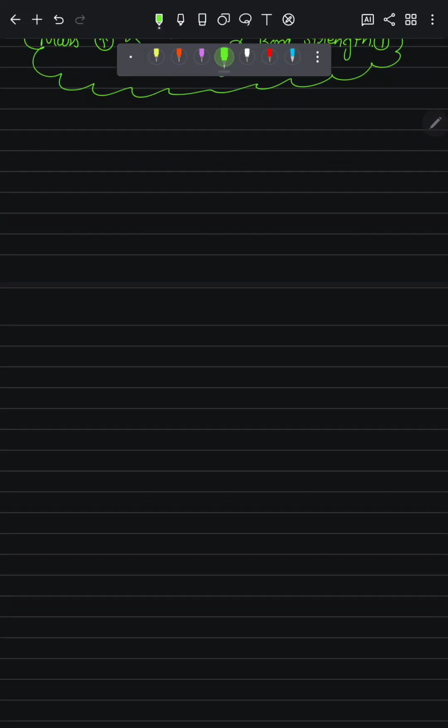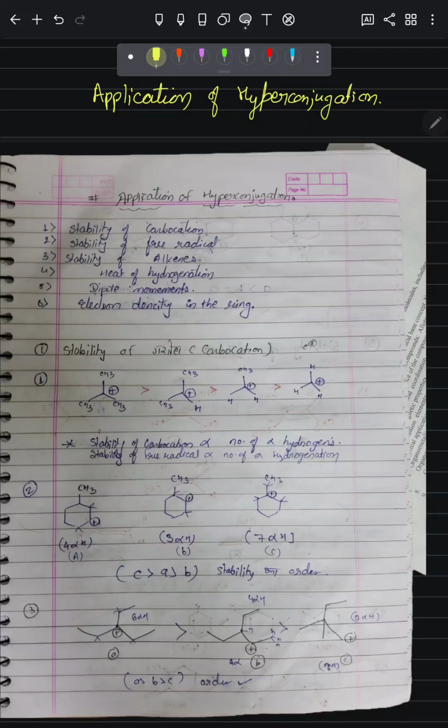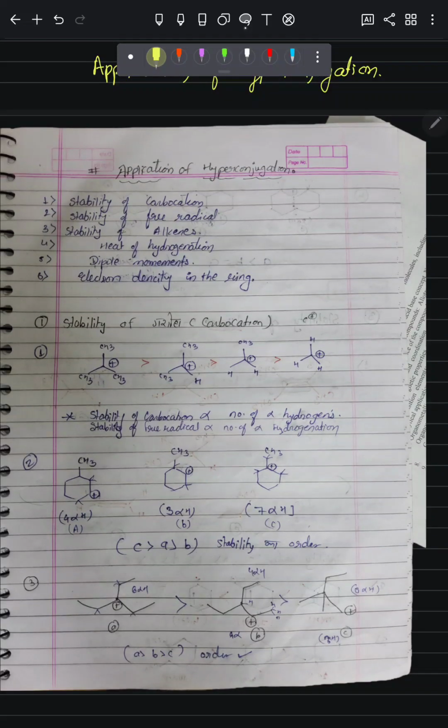Now let's discuss the application of hyperconjugation. As you can see, it is used for the stability of carbocations, free radicals and alkenes, to determine their stabilities.